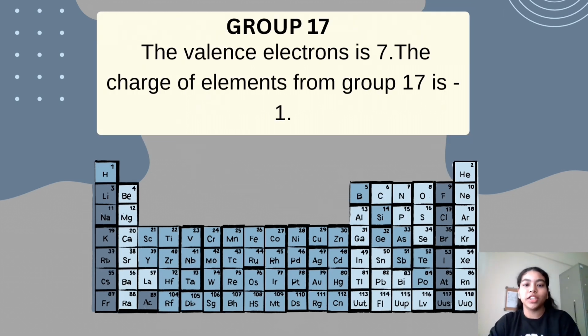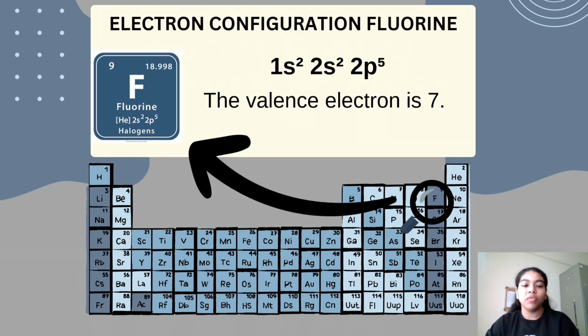Group 17 has 7 valence electrons. They're also anions, and the charge is -1. And for the last example, fluorine from group 17 has 1s2, 2s2, and 2p5 as its electron configuration. The valence electron is 7.